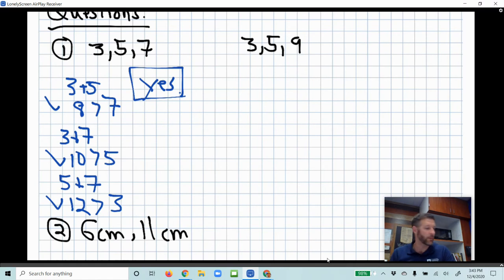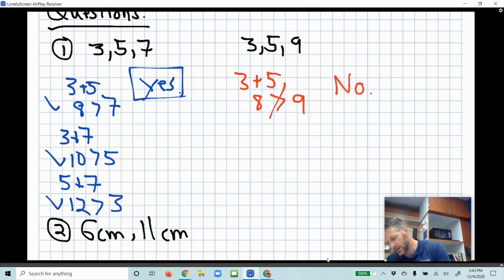Okay, this is actually from the assignment I've given you. How about if it was 3, 5, and 9? Well, let's check it out. First 2: 3 plus 5 is equal to 8. Is 8 greater than 9? Okay, right off the bat, we have a problem. The sum of the two sides is not greater than the third side. So immediately I know these are not possible measurements for a triangle. No, very sorry.